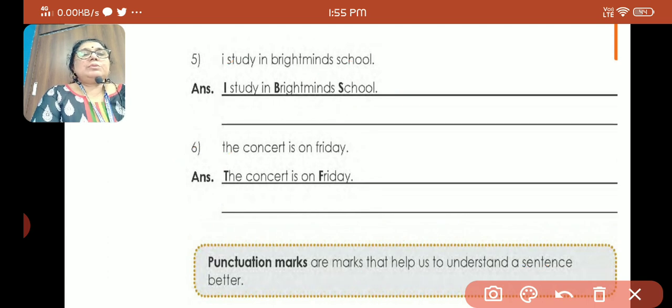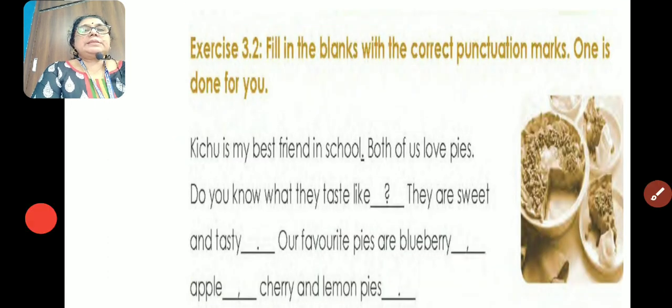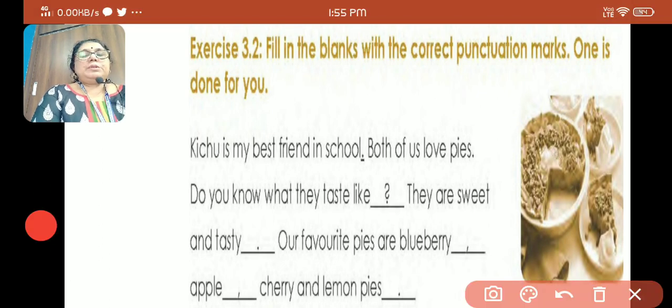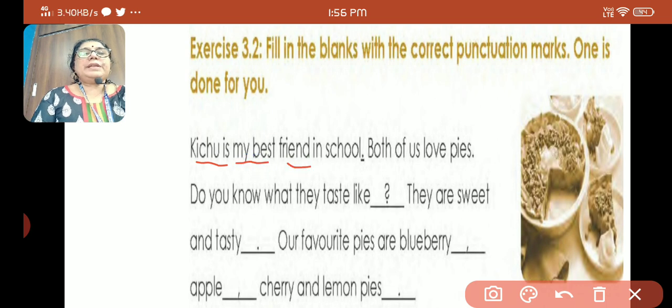So now let's go to the next exercise. See here, we have to fill in the blanks with correct punctuation marks. We have to put the punctuation marks. Here, capital letters are not used. Here, that is full stop, question mark, comma. What we have to put, that we have to use over here. What are the three we are going to use here? Question mark, full stop and comma. The three punctuation marks which we are going to use here. Fill in the blanks with correct punctuation marks. One is done for you. So now children, see here. Kichu is my best friend in school.